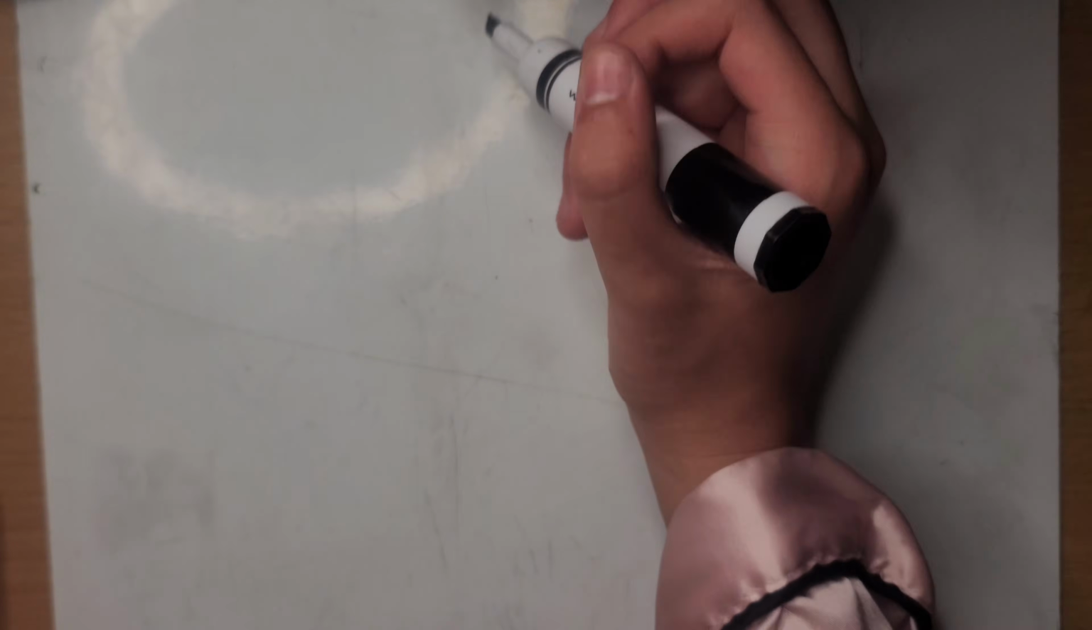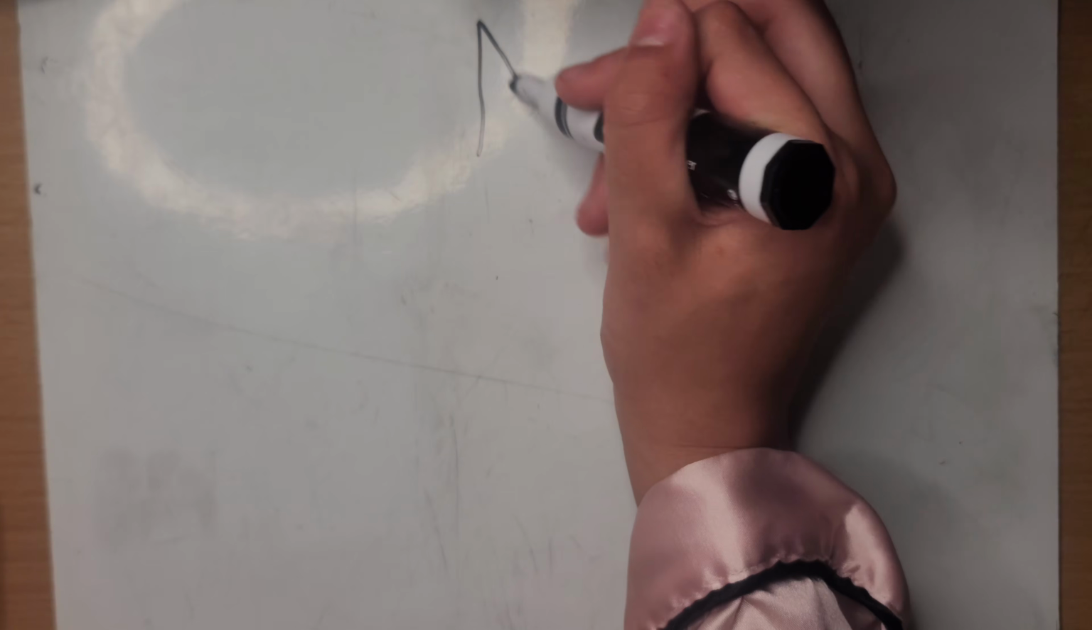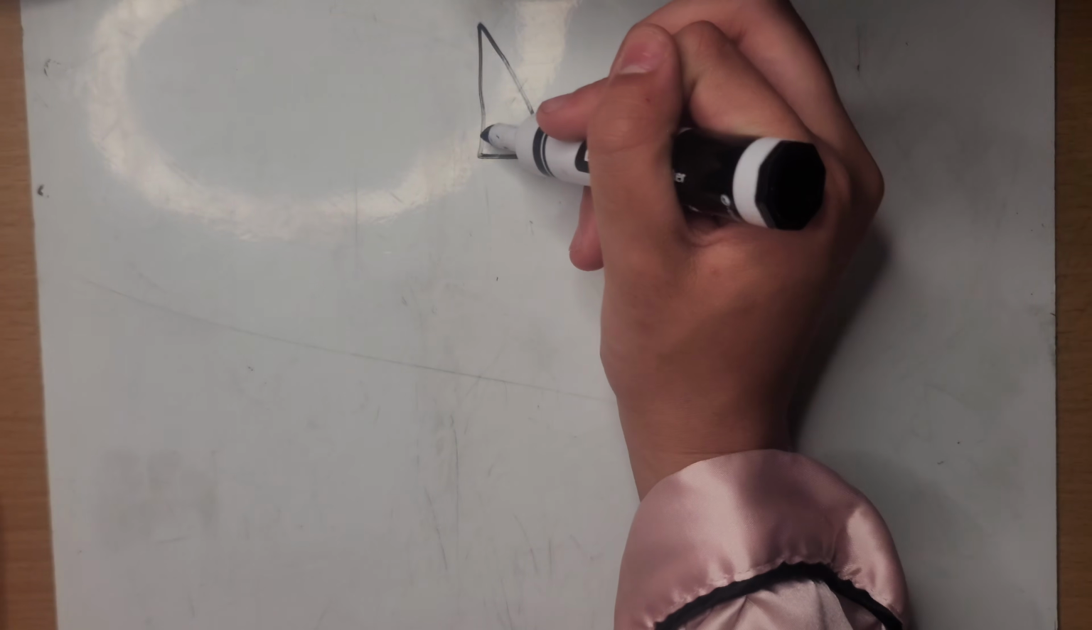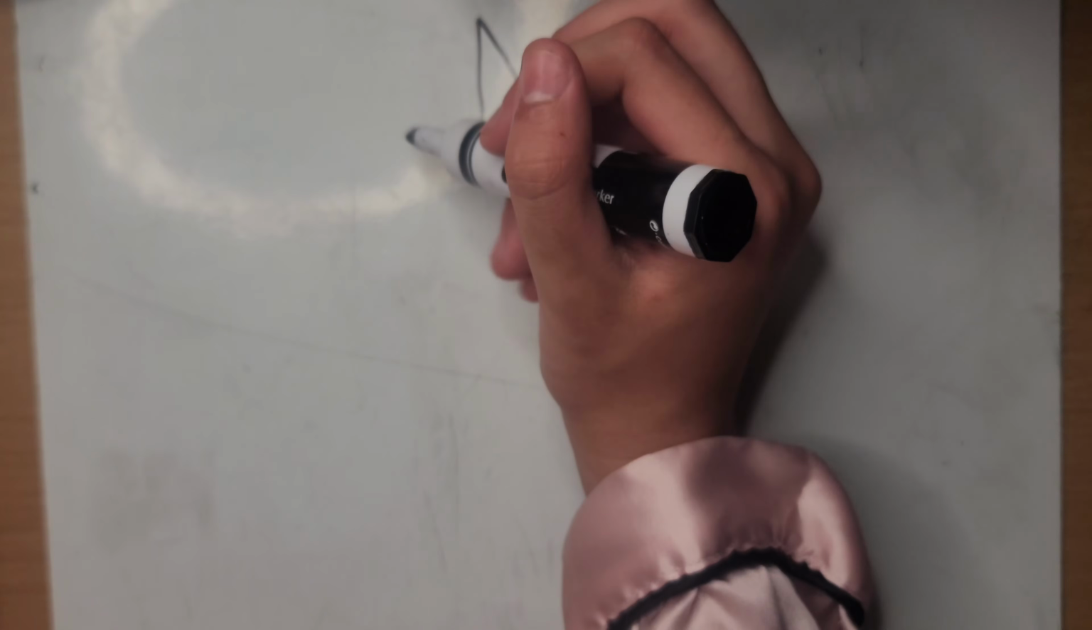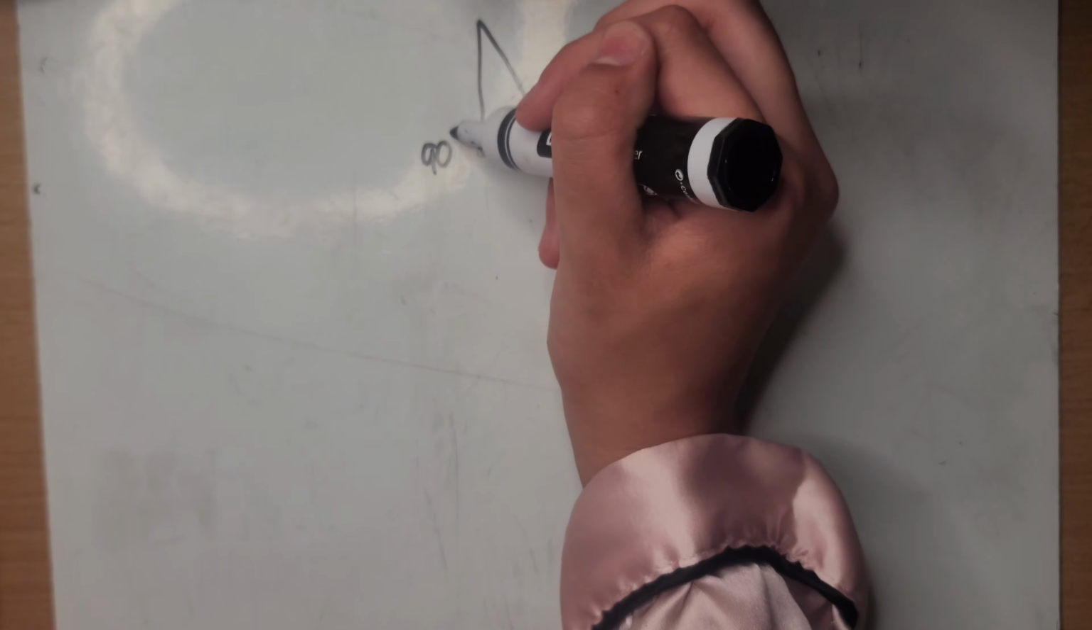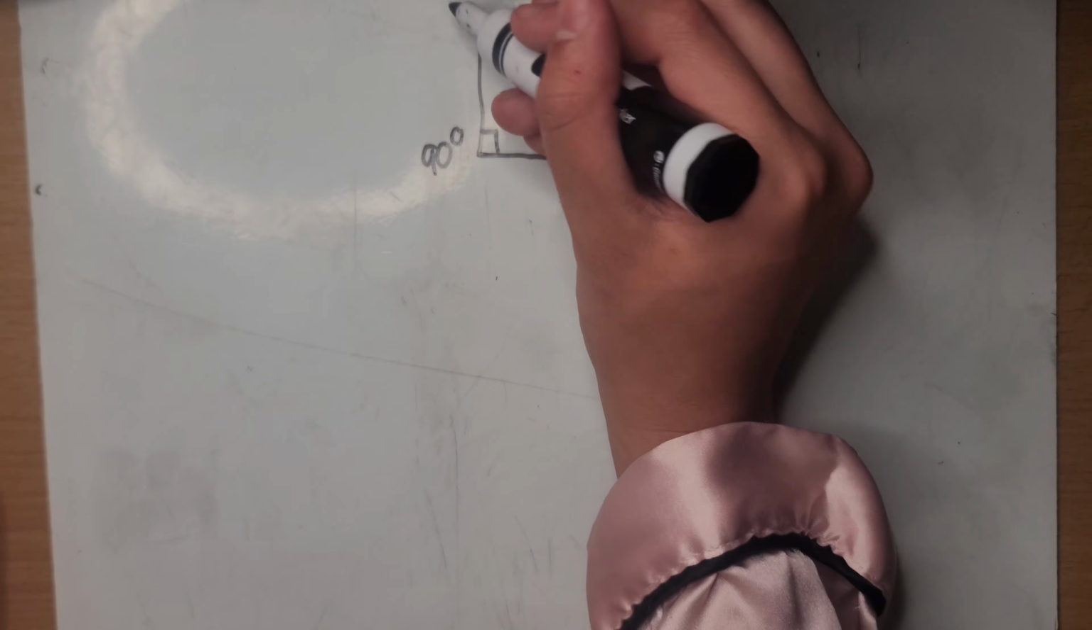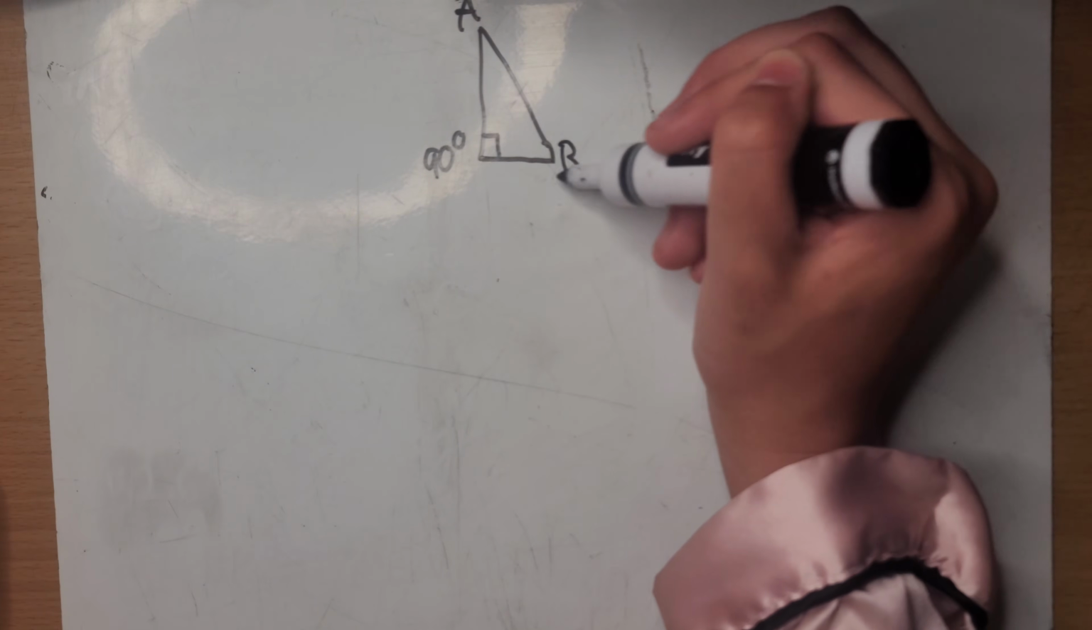So I'm going to start by drawing a sketch of the right triangle. Because it's a right triangle, we already know that one angle is going to be 90 degrees. So let's label it A, B, and C.